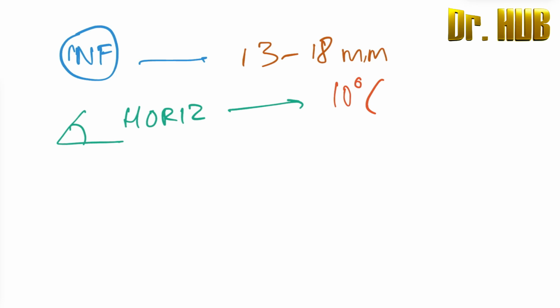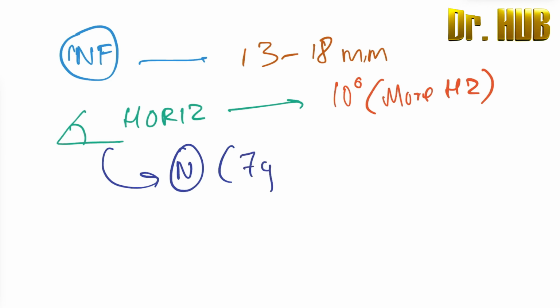That is, it is more horizontal. 10 degrees, that is more horizontal. And it normalizes at 7 years.